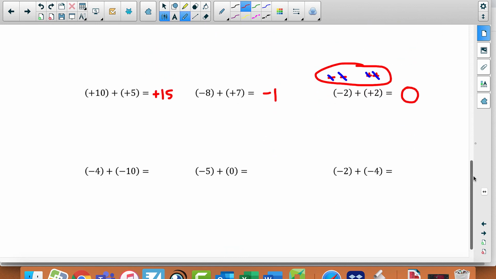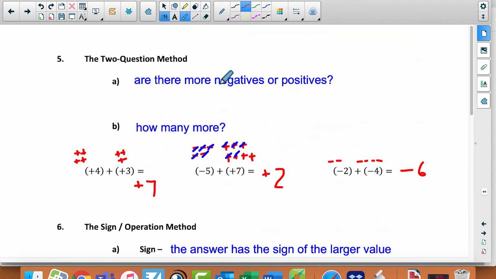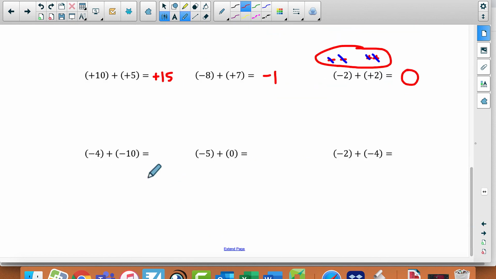Okay, I'm going to use my two questions, the Waj method. Are there more negatives or positives, and how many more? This is my preferred one, so I'm going to go with this. Are there more negatives or positives in this question? You have 4 negatives and 10 more negatives. They're all negatives. So since you have more negatives, the answer is going to be negative. How many more negatives do you have than positives here? Well, you have 4 negatives, and you have 10 more. I don't want to draw them all, but you have 10 more here. So 4 and 10 makes 14. Remember, same sign, so you add them together.